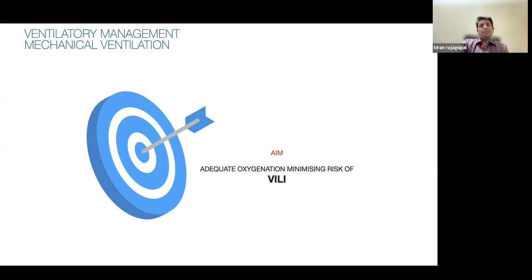Okay, he has been intubated and mechanically ventilated now. What is our aim? What parameters are you monitoring, or what complications are you trying to avoid? Our primary aim in ventilating an ARDS patient is that we want an adequate level of oxygenation. That is why we intubated him. But we have to minimize the risk of VILI, that means ventilator-induced lung injury.